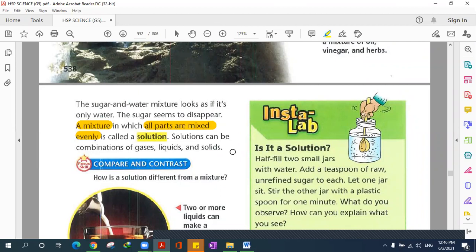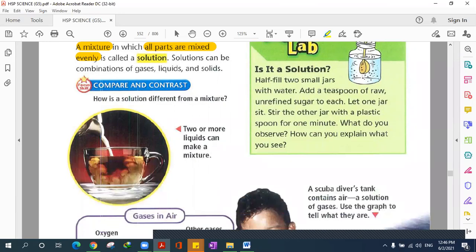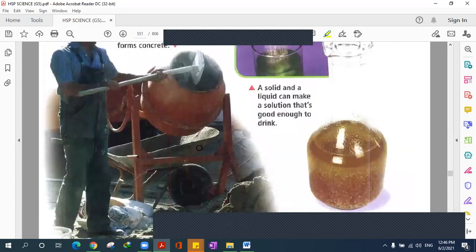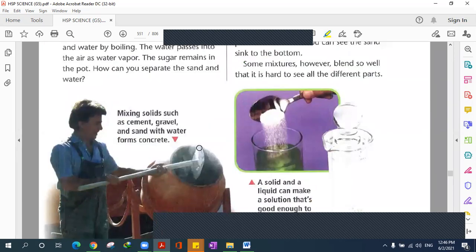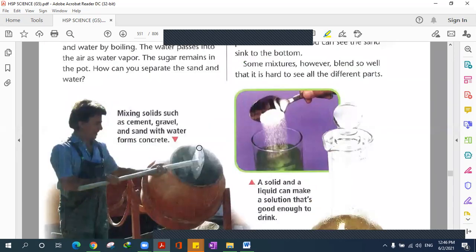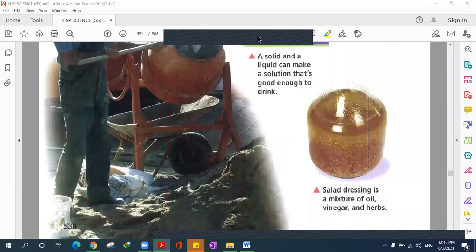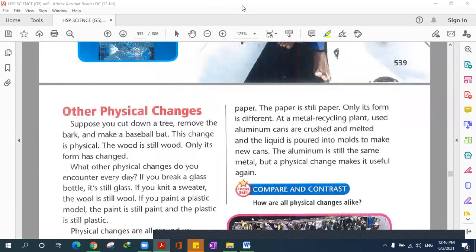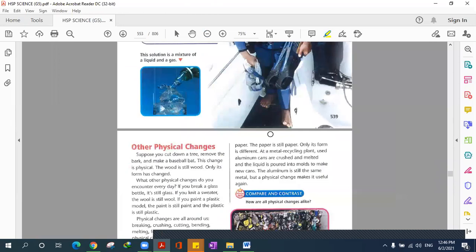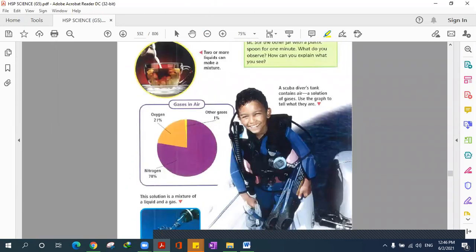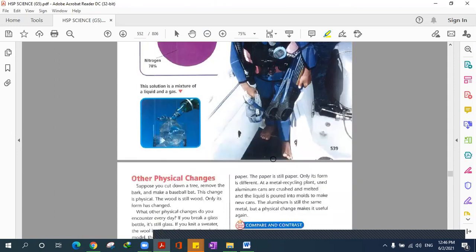But the difference between solution and mixture is that in solutions, things are evenly mixed. You cannot see the difference between them. Like here, you have two liquids mixing together, sugar and water. Once you mix them, they are mixed evenly. You will understand more when we get to the questions. Also, different gases in an oxygen tank are a type of solution where gases are all mixed evenly.